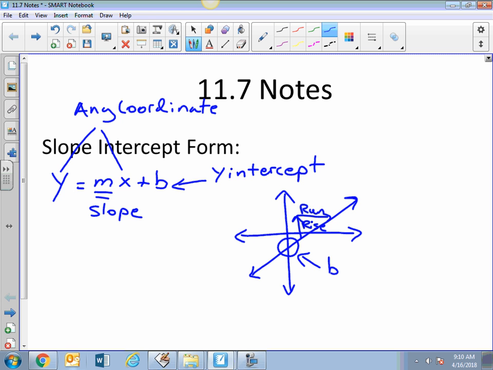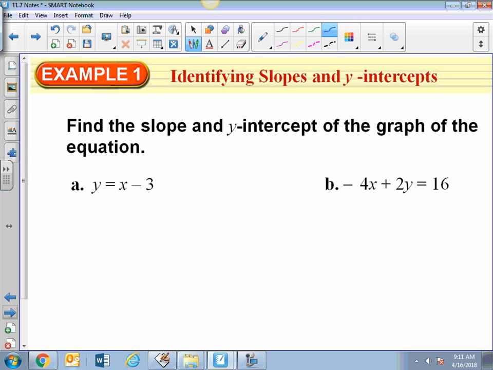All right. So really, if we look at it in a real world context, b is going to be your starting point. And then from there, you'll always have a rate. So let's say we started at a certain amount of miles, and then from there we drove a certain miles per hour. Well, that would be the rate. So let's go to our first example.